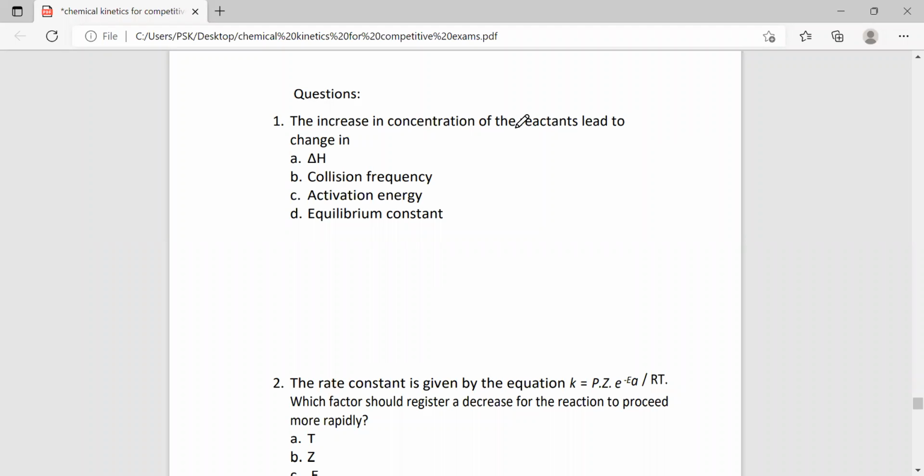Now, the first question: the increase in concentration of the reactants leads to change in delta H, enthalpy, collision frequency, activation energy, or equilibrium constant. It's a very simple, straightforward question. When the concentration of the reactants is increased, the molecules are very close to each other. They can collide frequently. So collision frequency will increase when the concentration of the reactants is increased. Hence, the answer for this question is option B.